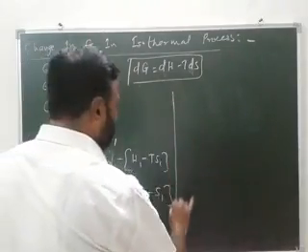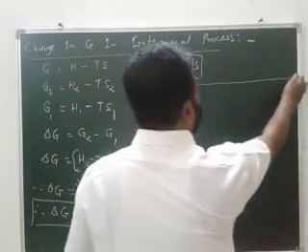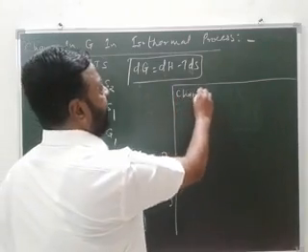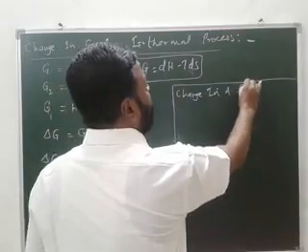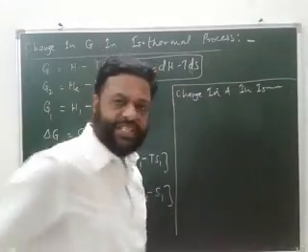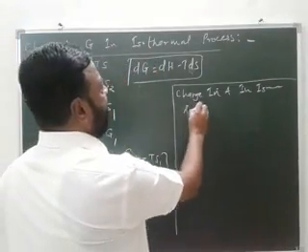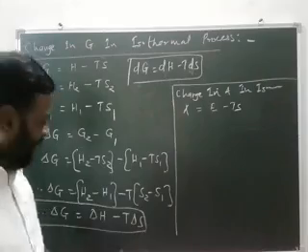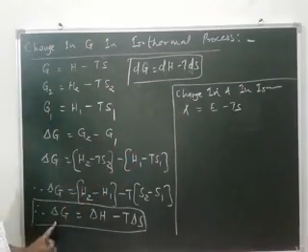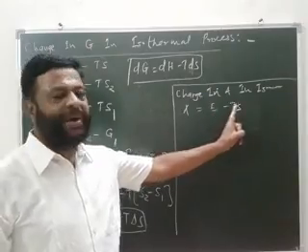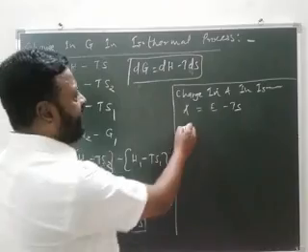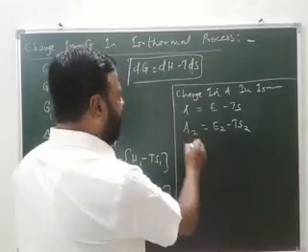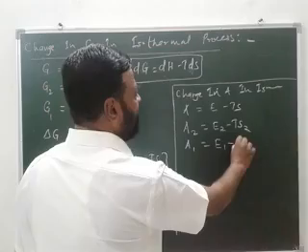Then in the same way, look at the change in free energy, change in A in an isothermal process. So what is the equation again? A is equal to E minus TS. If you take the equation according to this, delta A is equal to delta E minus T into delta S. Then look, A2 is equal to E2 minus T into S2, and A1 is equal to E1 minus T into S1.